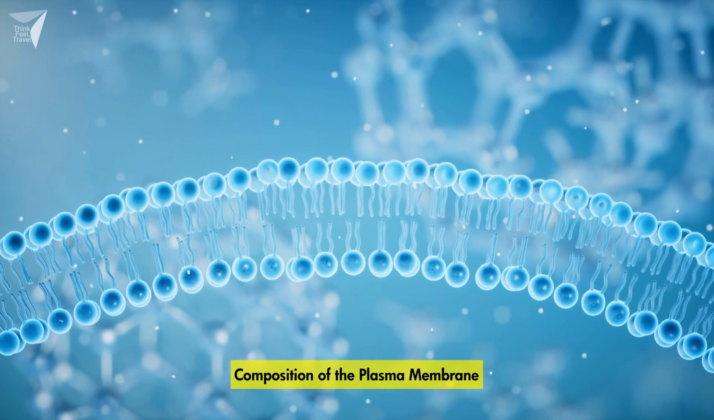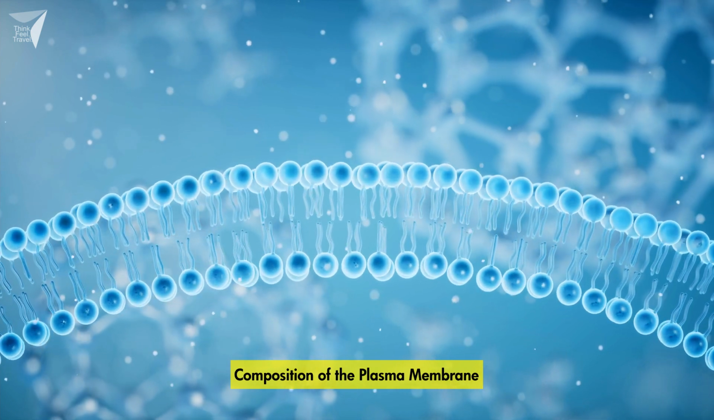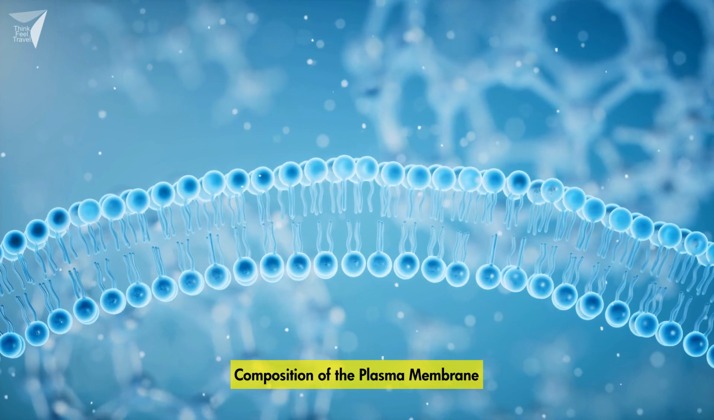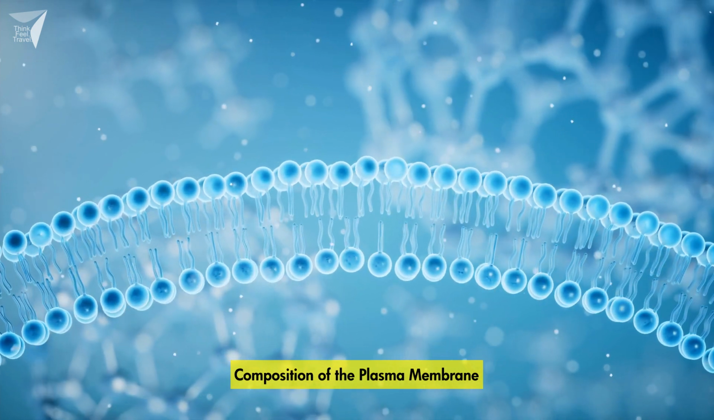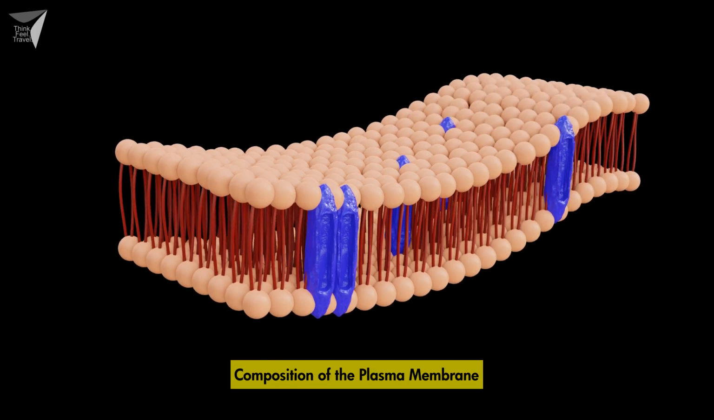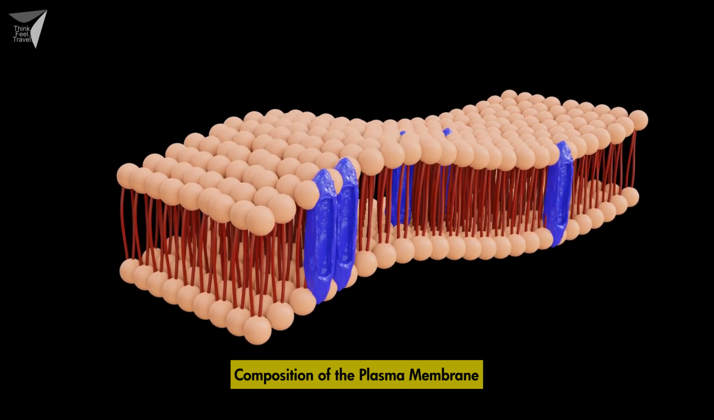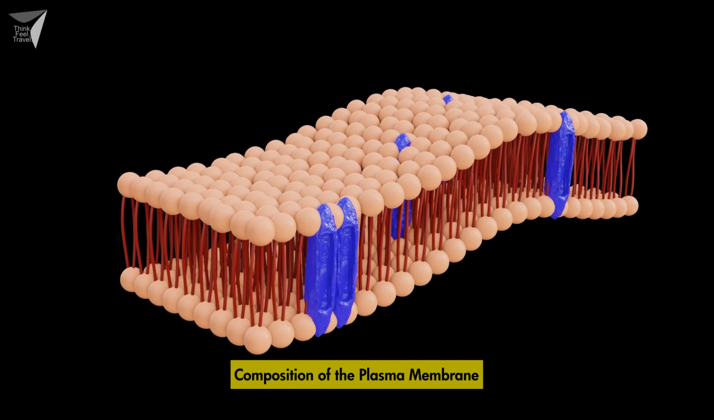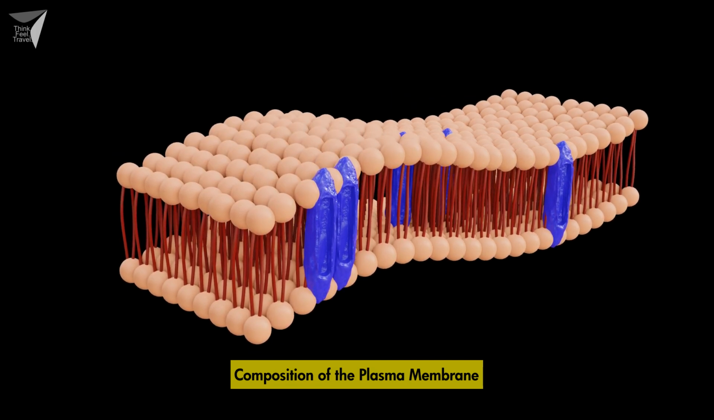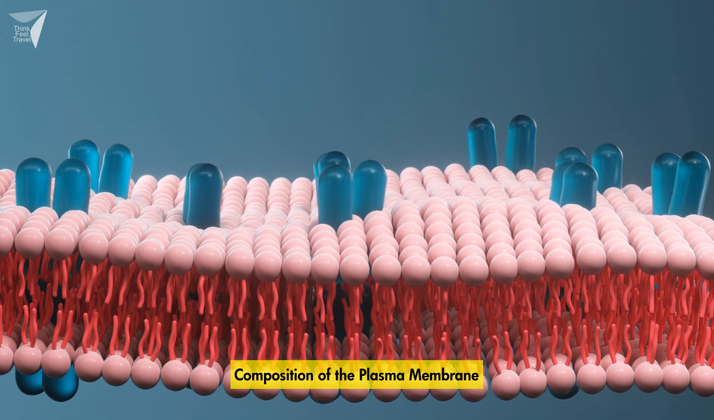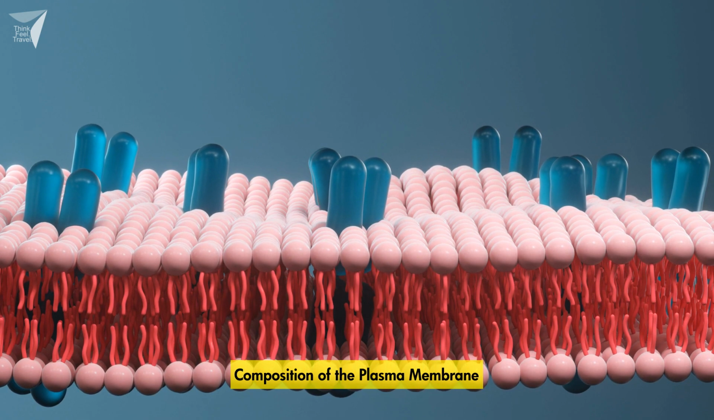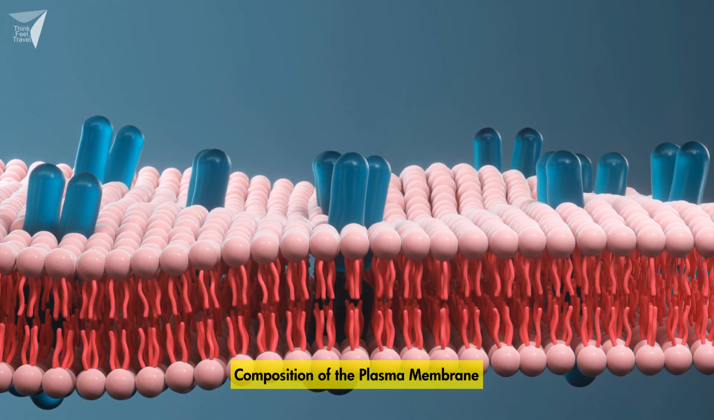The plasma membrane is primarily composed of a double layer of phospholipids, proteins, and cholesterol. The phospholipids have a hydrophilic, water-attracting head and two hydrophobic, water-repelling tails, which orient themselves to form the lipid bilayer. Proteins within the membrane serve various functions, including transporting substances and communicating signals. Cholesterol molecules interspersed among the phospholipids add fluidity and stability to the membrane.